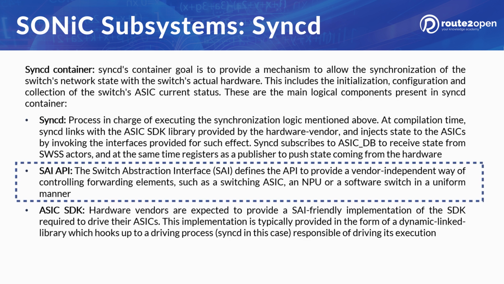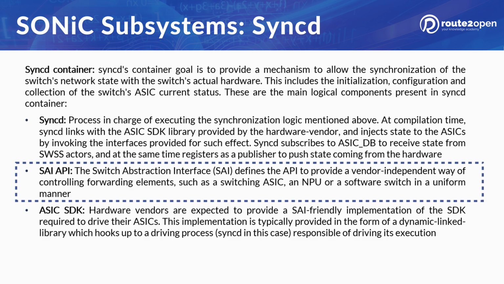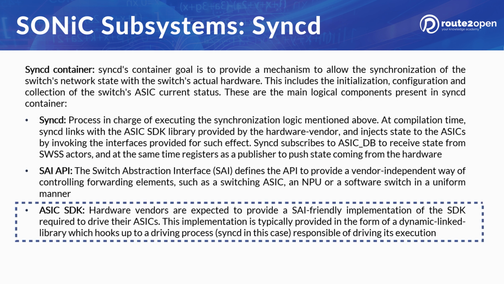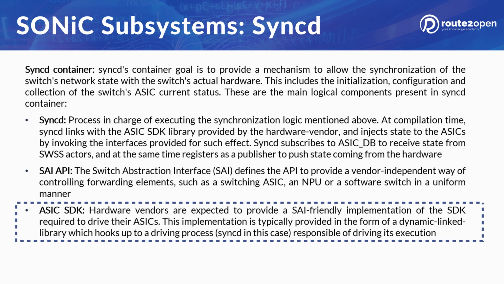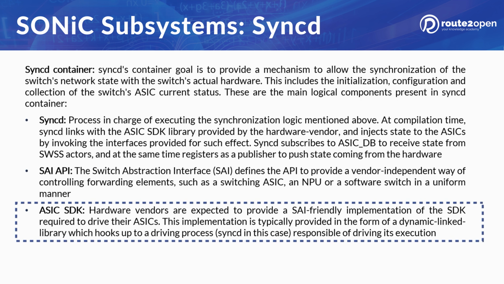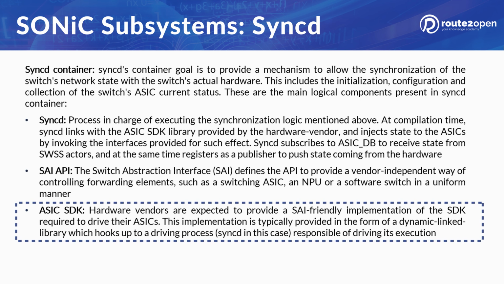SAI API. The Switch Abstraction Interface, SAI, defines the API to provide a vendor-independent way of controlling forwarding elements, such as a switching ASIC, an NPU, or a software switch in a uniform manner. And finally, there's the ASIC SDK. Hardware vendors are expected to provide a SAI-friendly implementation of the SDK required to drive their ASICs. This implementation is typically provided in the form of a dynamically linked library, which hooks up to a driving process, syncd in this case, responsible for driving its execution.